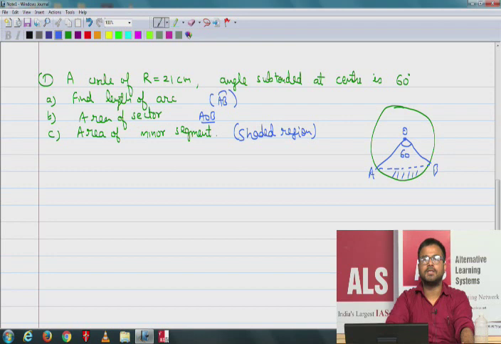All of you please solve this question. And if required, use the value of pi as 22 by 7. That's right, Senapati. The answer is correct.